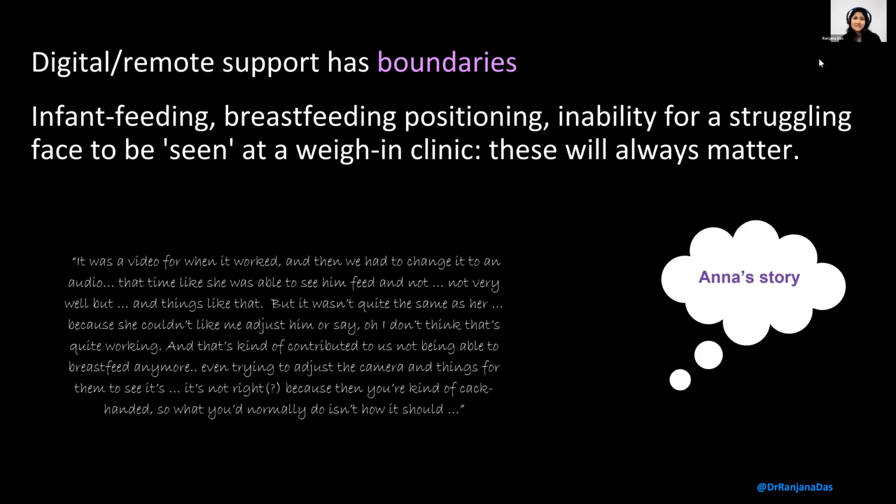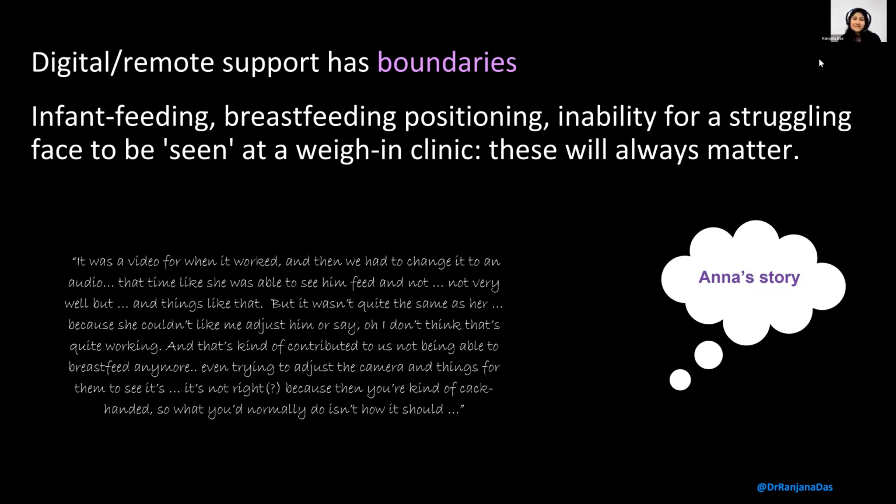Anna's story here, describing what happens with pixelation in a video. Again, her data plan didn't permit fancy webcam views and things like that. It was a video for when it worked, and then we had to change it to an audio, and then the health visitor was able to hear him feed but not see things like that. She wasn't able to adjust him, just a little tweak, couldn't do that. And I was cack-handed, and it didn't work. And then she talks about the video getting pixelated and the call really not working. And that was her only call in weeks and weeks.